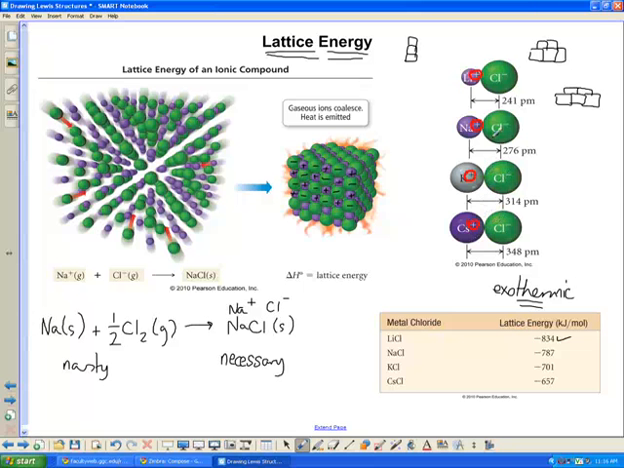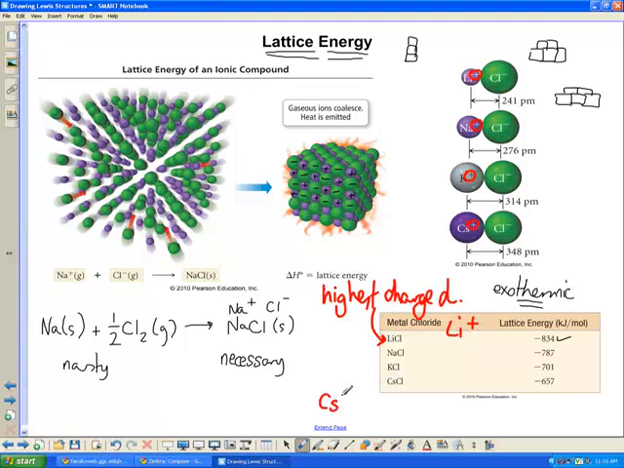So it's charge density. The higher the charge density, the higher the amount of energy that comes out is going to be. And that's why, as lithium plus has the highest charge density here, chlorine, of course, is constant all the way through. Lithium's got the highest charge density, lithium plus.